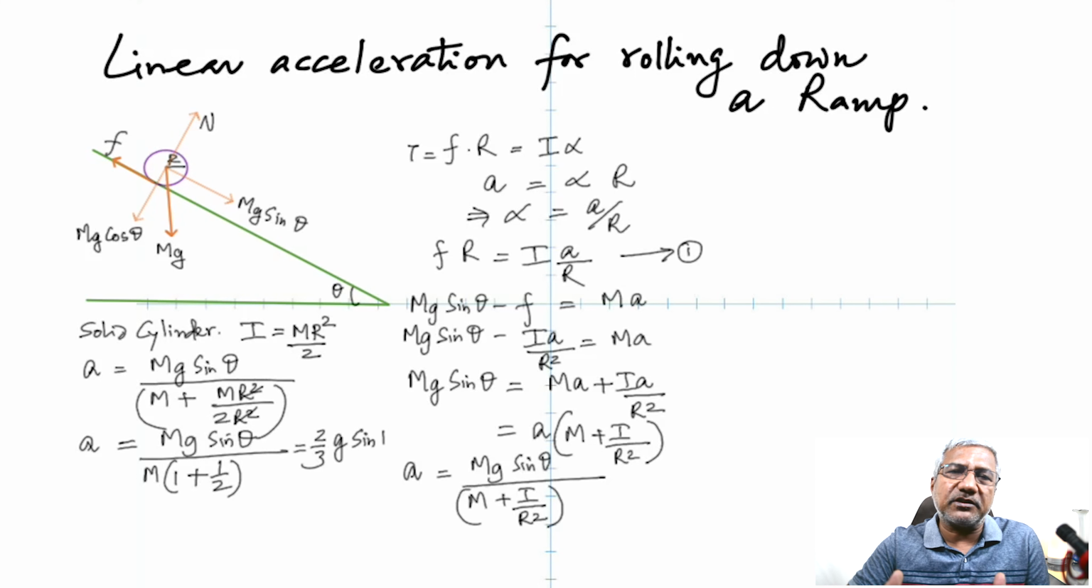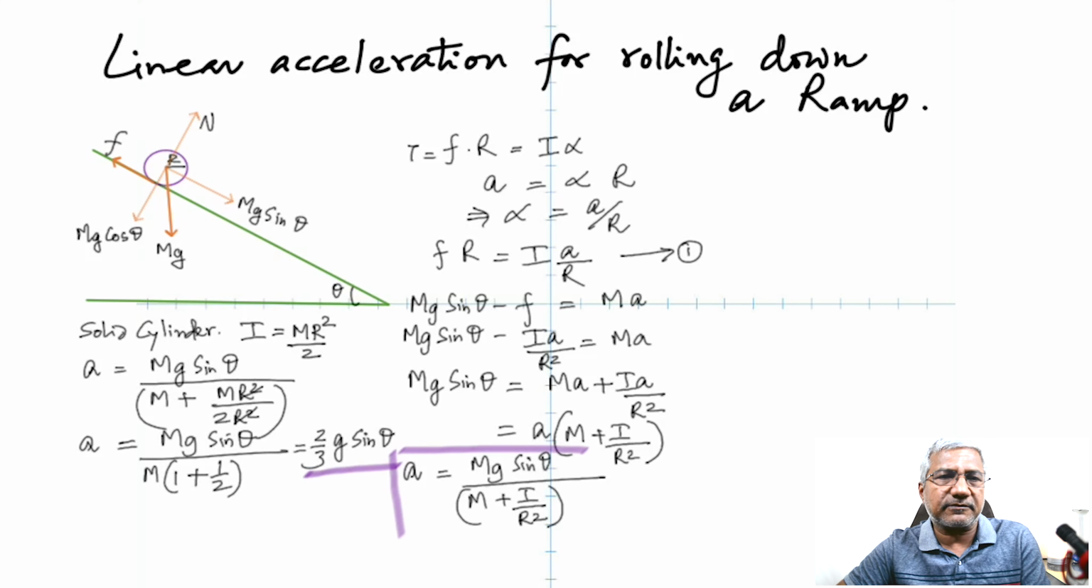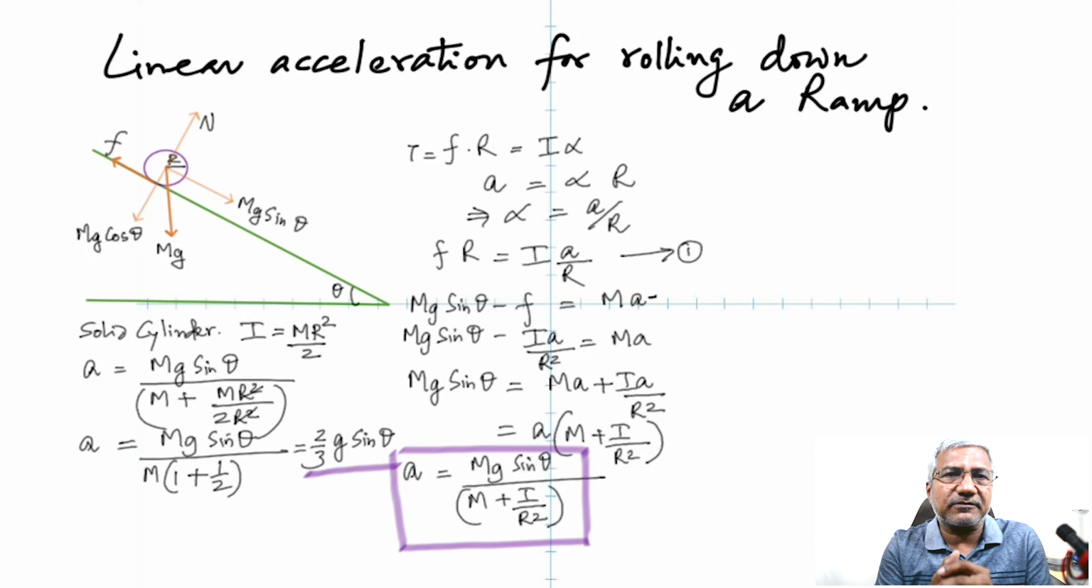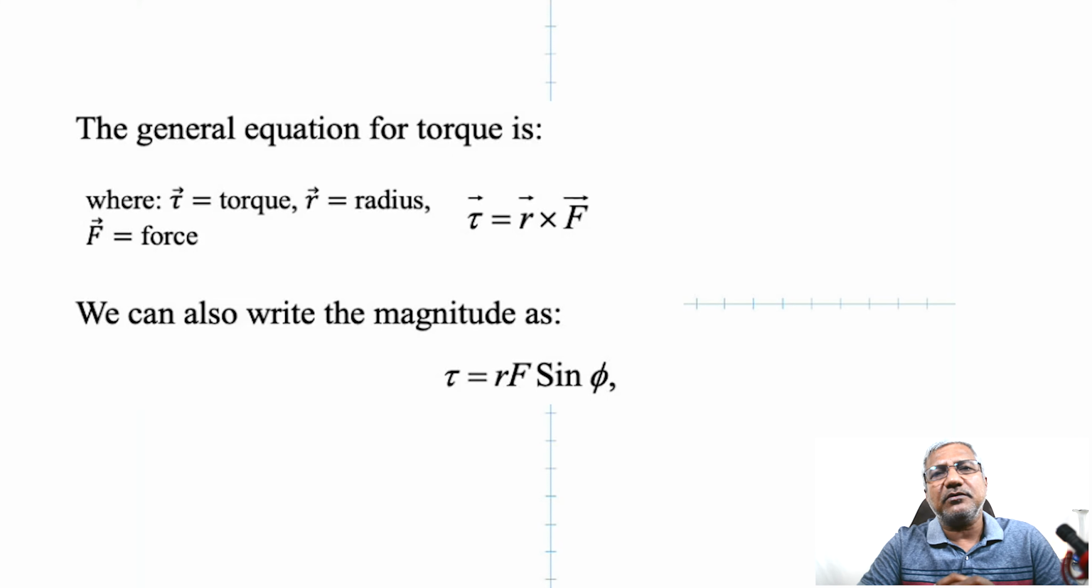So the acceleration of this disk or cylinder is independent of its mass. It's independent of its radius. It doesn't matter how big it is. It's independent of the mass, independent of the radius, and only depends on the angle of the ramp. Isn't that interesting?